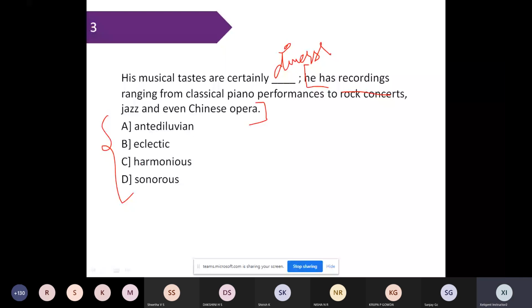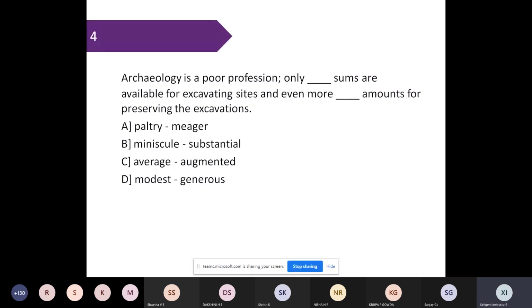Next one. Archaeology is a poor profession. Only blank sums are available for excavating sites, and even more blank amounts for preserving the excavations. Here we have two blanks, and this is also an example of restatement type of sentence completion. First, go for the guess word.